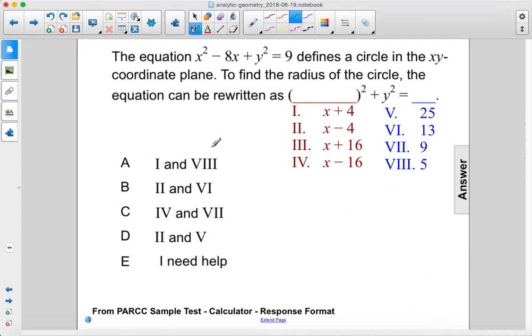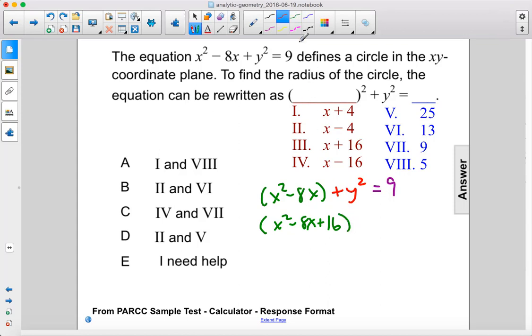The equation x squared minus 8x plus y squared equals 9 defines a circle in the xy coordinate plane. To find the radius of the circle, the equation can be rewritten as, alright, so let's complete the square. We have x squared minus 8x plus y squared equals 9. So we'll complete this square here. x squared minus 8x plus 8 divided by 2 is 4. 4 squared is 16. So plus y squared equals 9. So we have to also add 16 to this side.